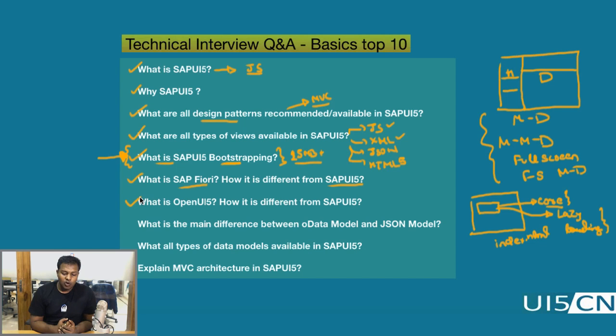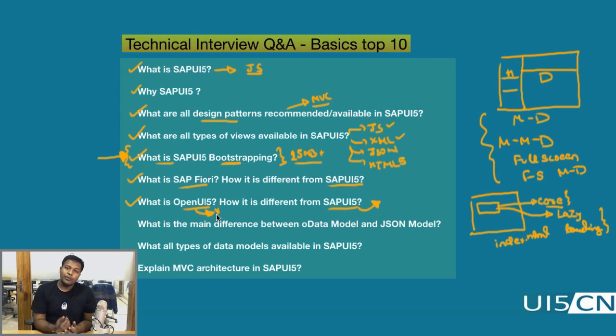Then the answer is OpenUI5 is the open source version of the UI5 library, and SAP UI5 is the SAP version of the UI5 library, and you need to have a license from SAP to use SAP UI5 for commercial purposes, and for OpenUI5 you don't need a license.